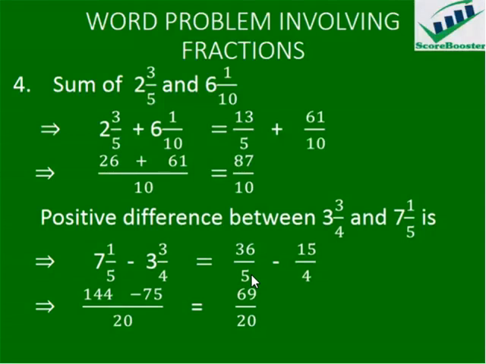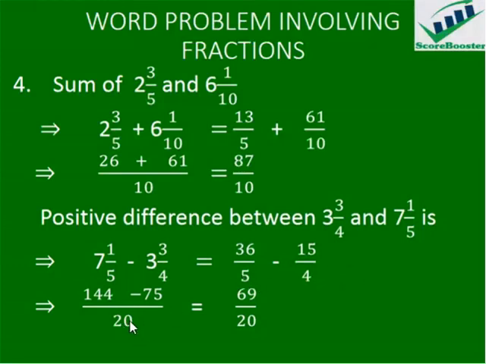Now let's check 20. 20 is a multiple of 4 and 20 is also a multiple of 5. Therefore 20 is the lowest common multiple of 5 and 4. That is why I write 20 here. You can divide 20 by 5 without any remainder, and you can also divide 20 by 4 without any remainder. So that means 20 is the lowest common multiple of 5 and 4.